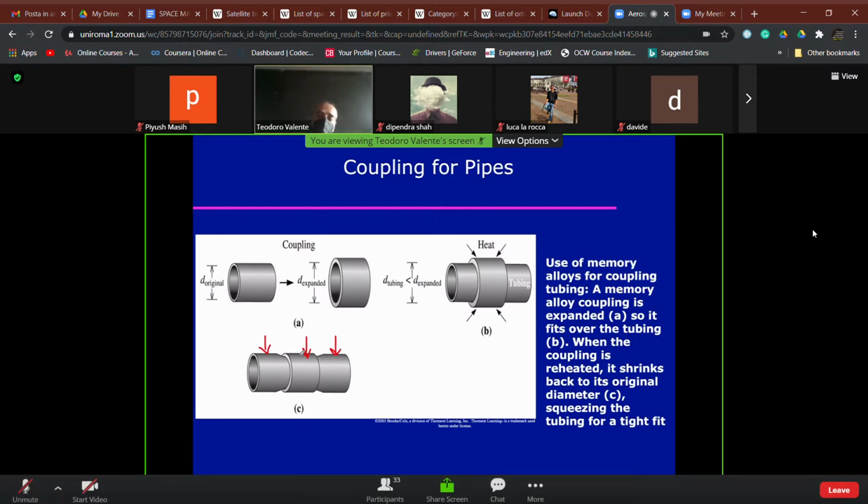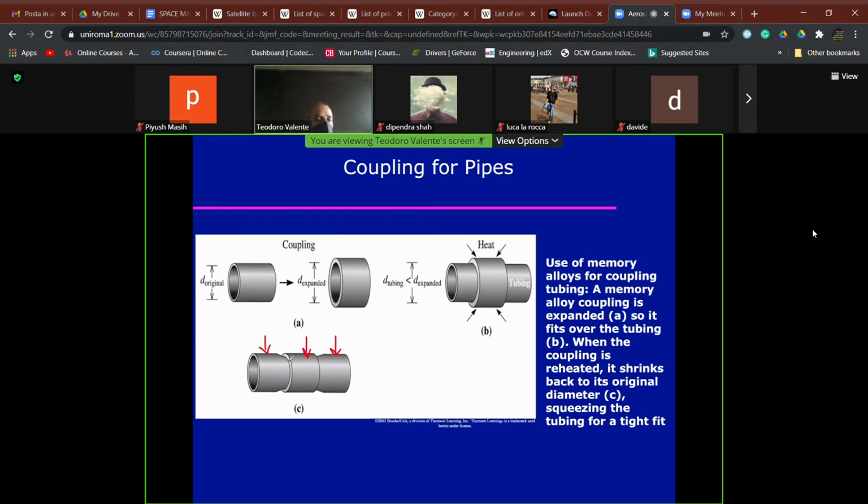And so what does it mean? It means that the inner diameter of this ring, this one, should be a little bit lower in value than the outer diameter of pipe 1 and the outer diameter of pipe 2.